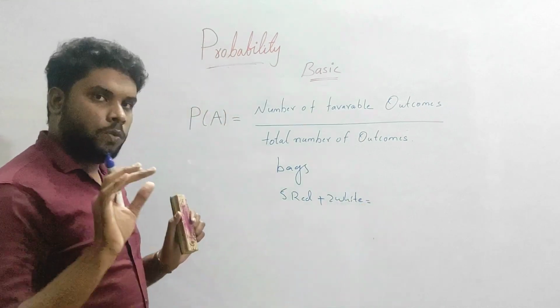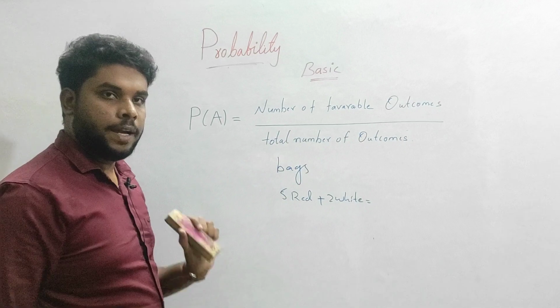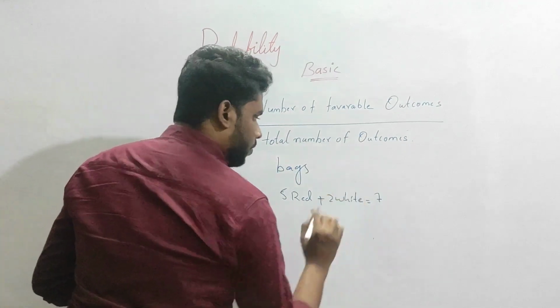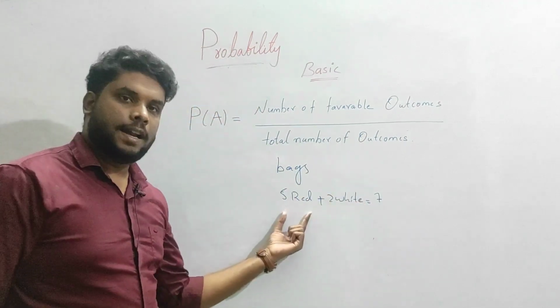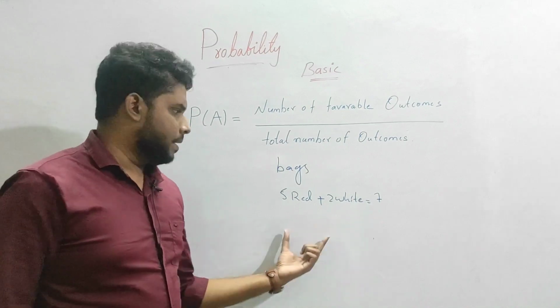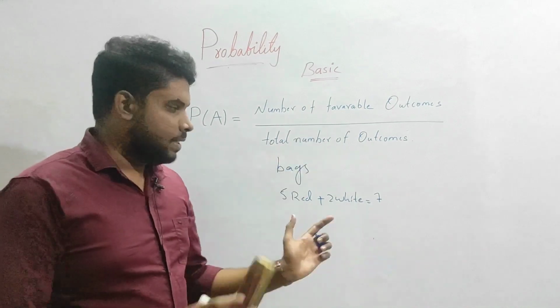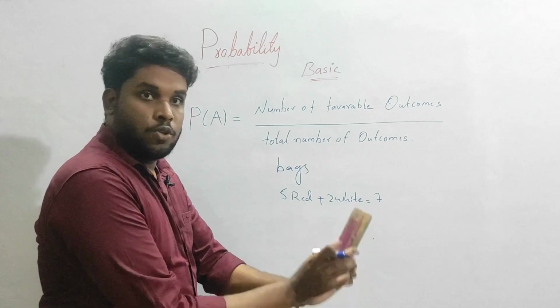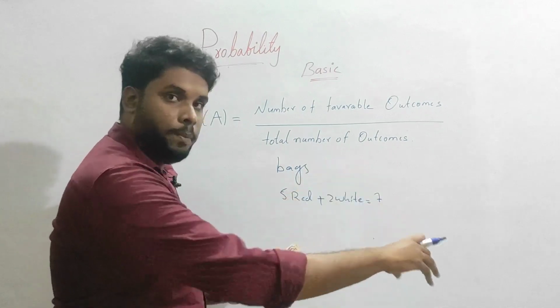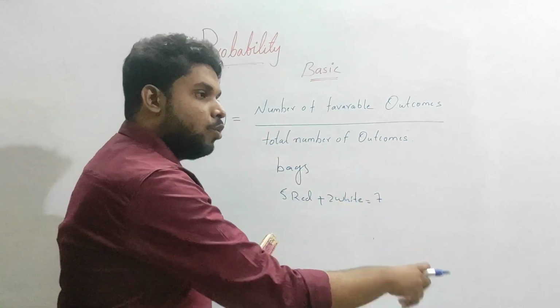Okay, in the bag there are 2 white balls. How many balls are there in the bag? There are 7 balls, of which 5 are red and 2 are white. I am just taking an example. From these 7 balls in the bag, I am picking, or drawing, 2 balls.